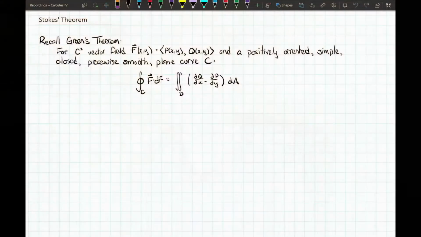Hello and welcome. In this video, we're going to take a look at another big theorem in vector calculus called Stokes' Theorem. And it's actually quite related to Green's theorem. If we remember, with Green's theorem, it was a relationship between line integrals that unfortunately just had to exist on a plane and the area bounded by the curve. But now with Stokes' theorem, we're going to extend that. So let's take a look.